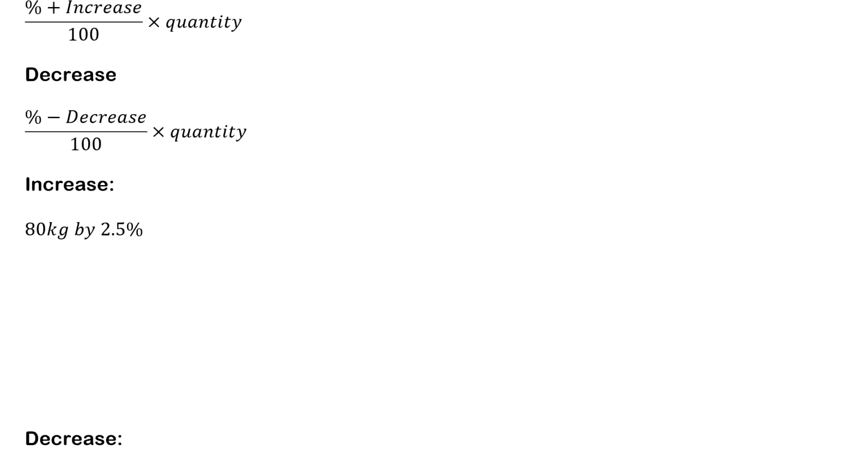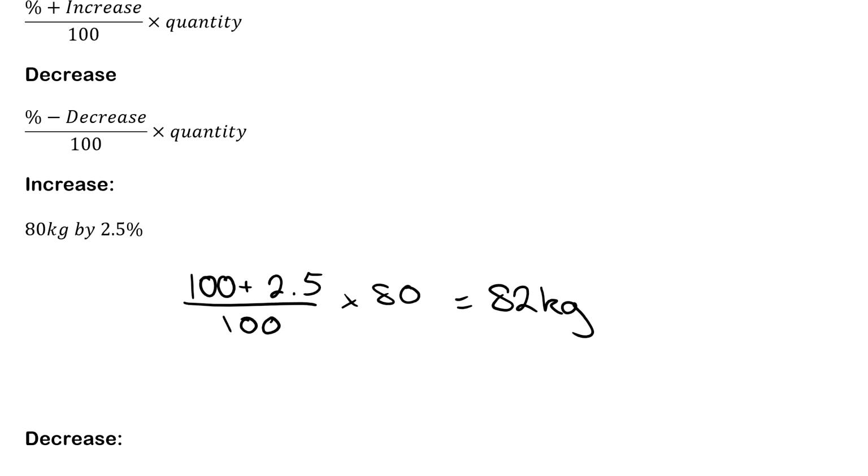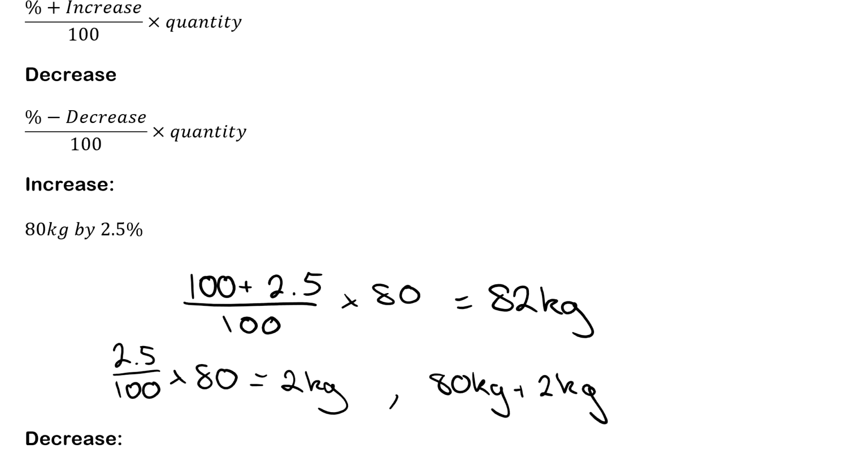So for here, we've got 80 kilograms and we're increasing it by 2.5%. So we will have 100 plus 2.5 over 100, and we're going to times it by 80 kilograms, and we end up with 82 kilograms. An alternative way to do this would be to find what 2.5% is. So go 2.5 over 100 times 80. That gets me 2 kilograms. And then to find my total increase, it would be 80 kilograms plus 2 kilograms equals 82.